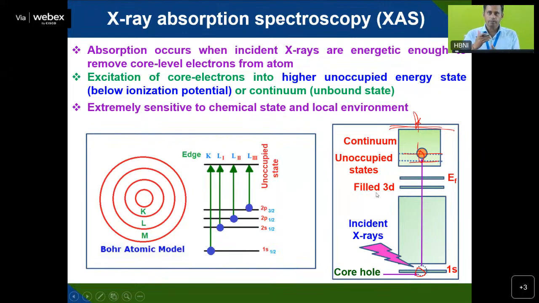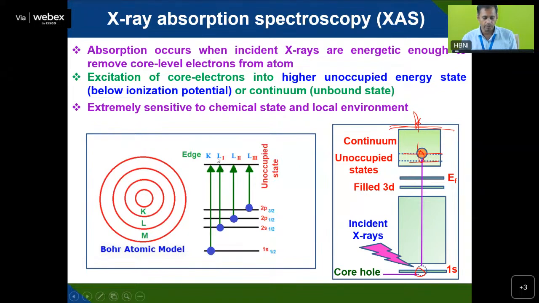Like you have a +2 charge, +3 charge, nickel +2, nickel +3. There will be a huge difference between these, because depending upon the chemical state, your absorption will change. If the absorption of the electron is from the K shell, 1s 1/2, then that electron is jumping from the ground state, the innermost core electron, to the unoccupied state, and that is called the K edge.